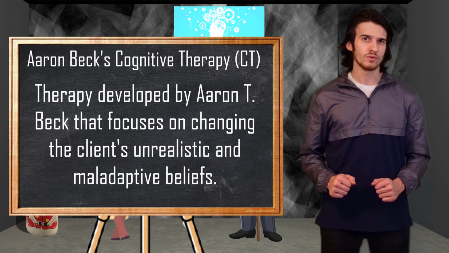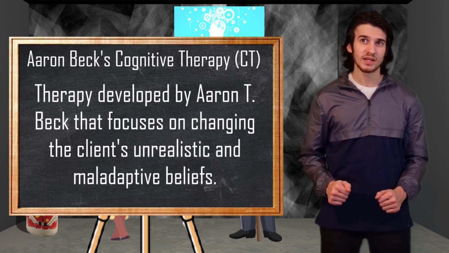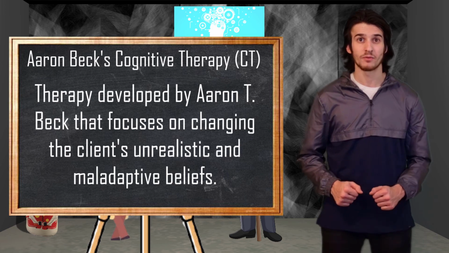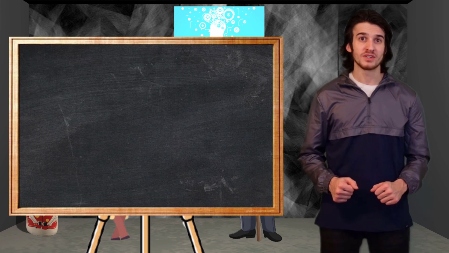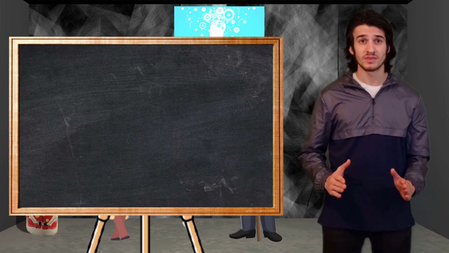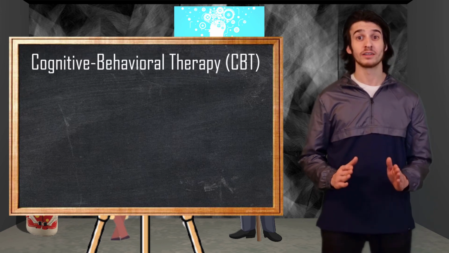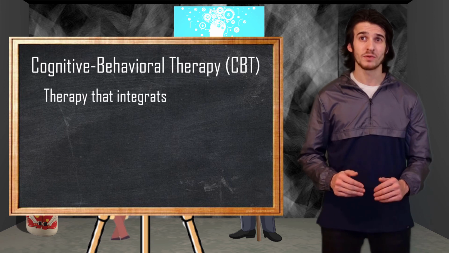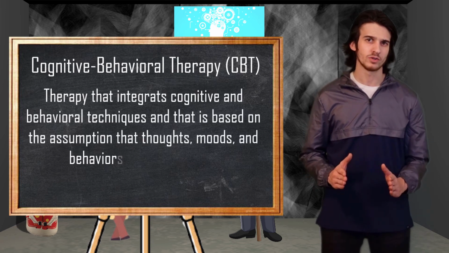Another prominent individual in the field of cognitive therapy is going to be Aaron Beck, who developed his own form of cognitive therapy. Abbreviated as CT, the goal of Beck's therapy was to focus on changing the client's unrealistic and maladaptive beliefs. Now remember at the beginning of the lesson when I mentioned how some psychologists take an eclectic approach to treatment? The best example of this can be seen in a popular form of therapy known as CBT, or cognitive behavioral therapy. CBT is going to operate on the premise that thoughts, moods, and behaviors are all interrelated.